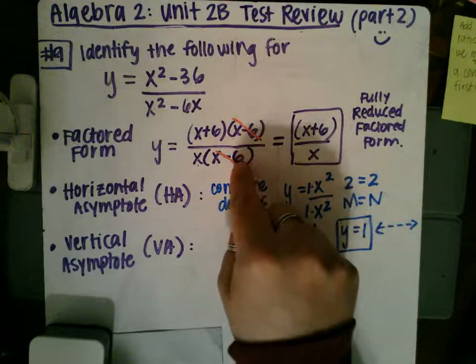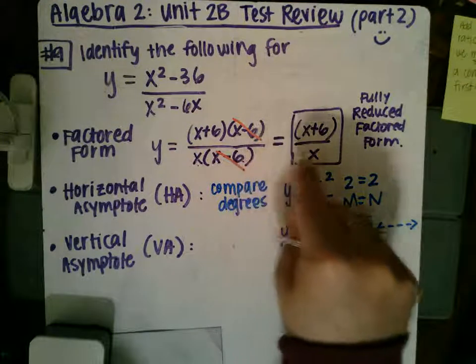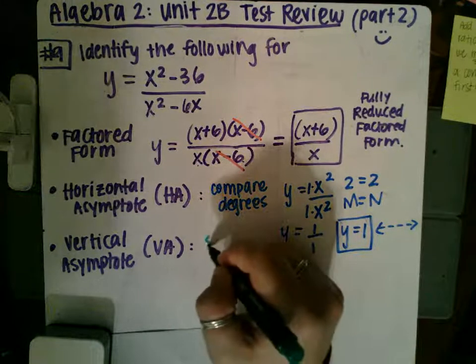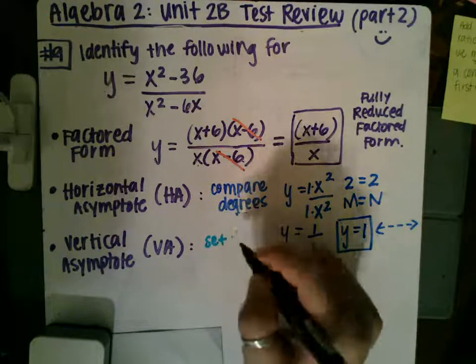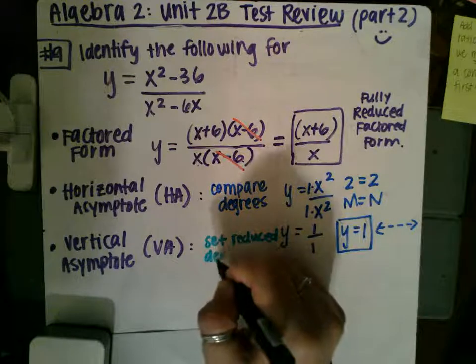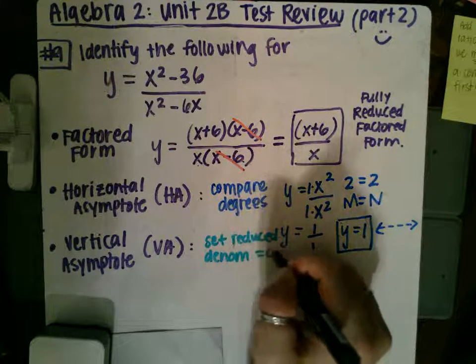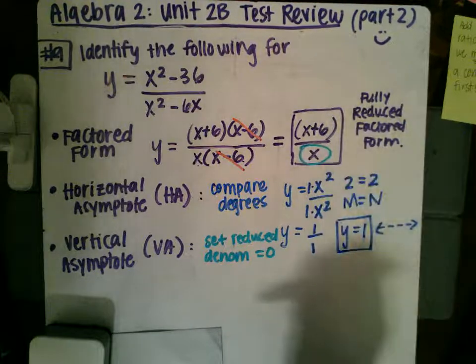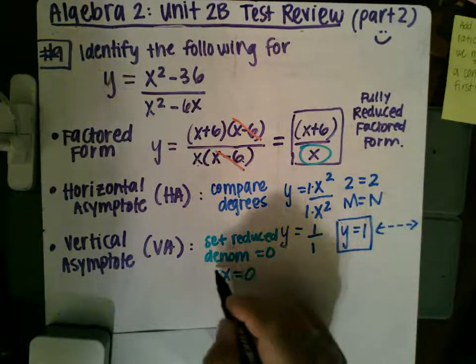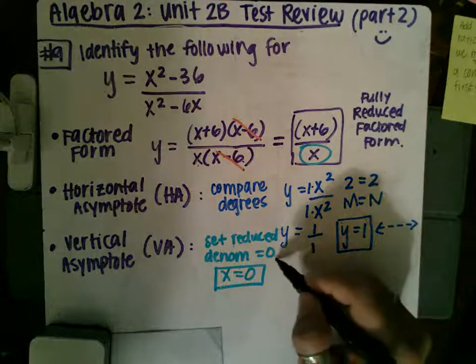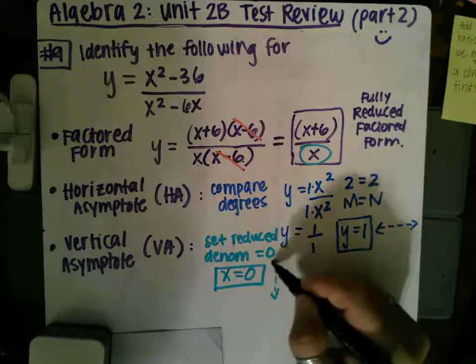I don't want to set this x minus 6 equal to 0. I want to set just x equal to 0. So I'm going to write, we set our reduced denominator equal to 0. So my fully reduced denominator is just x. So I set x equal to 0, and this one has no work to it. Cool, that's my vertical asymptote.